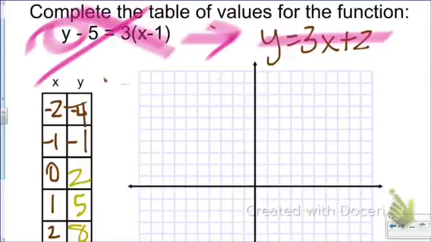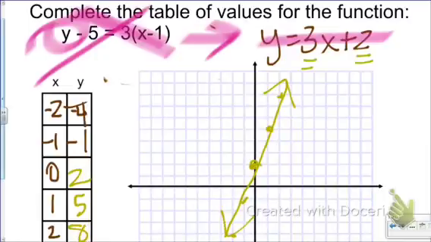We can also graph those. So negative 2, negative 4. I'm going to do this quickly because I'm running out of time here. 0, 2, 1, 5, 2, 8. It makes a nice straight line. Y-intercept of 2, slope of 3. So using the points or y-intercept, you've got your line. Let's check out our next problem.